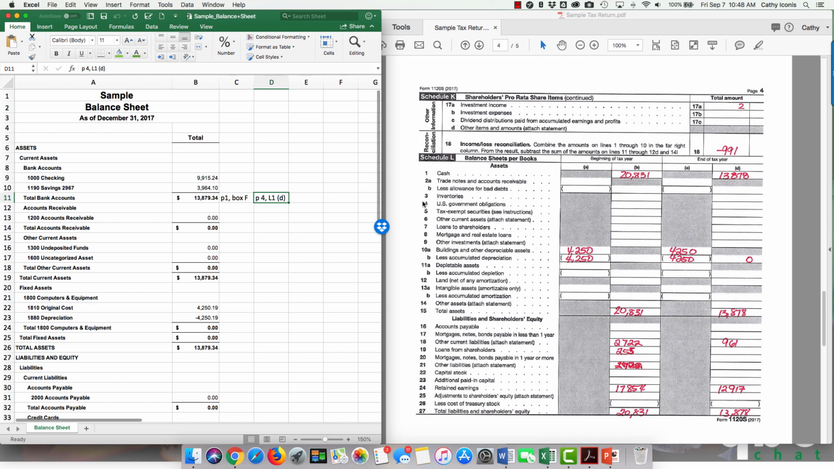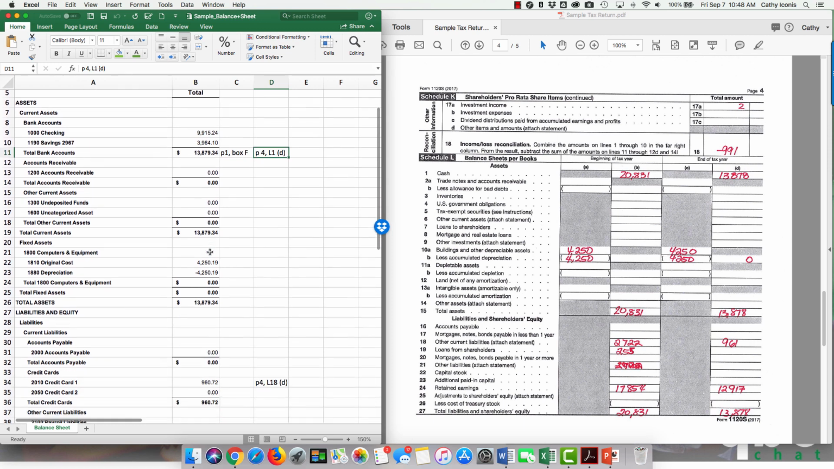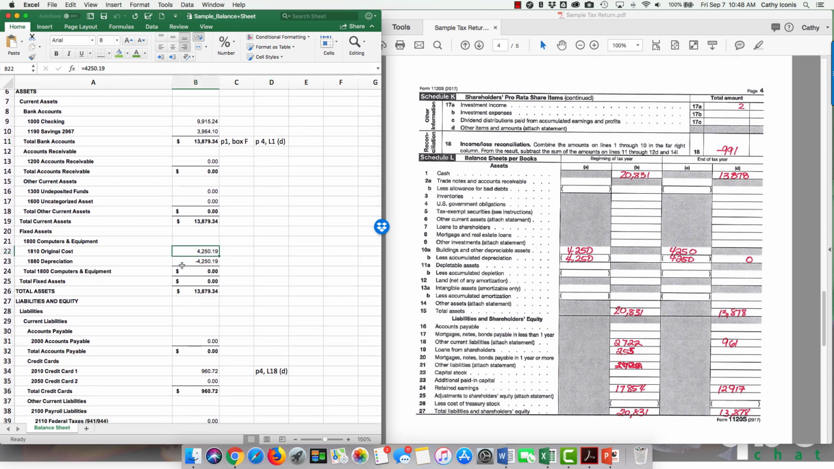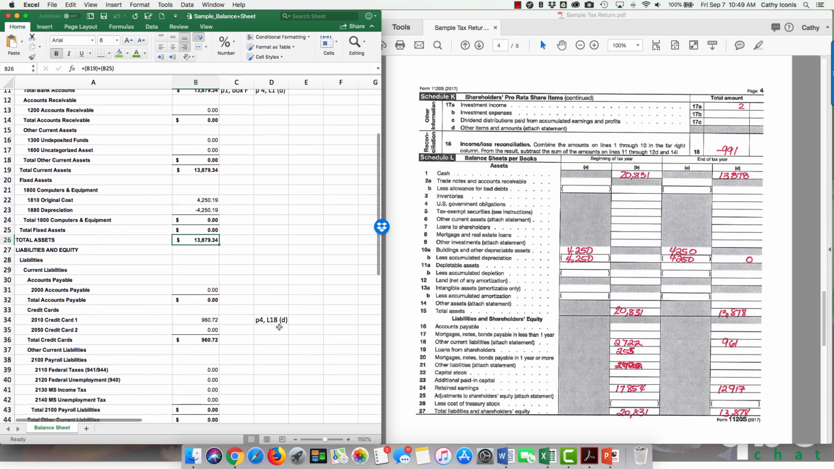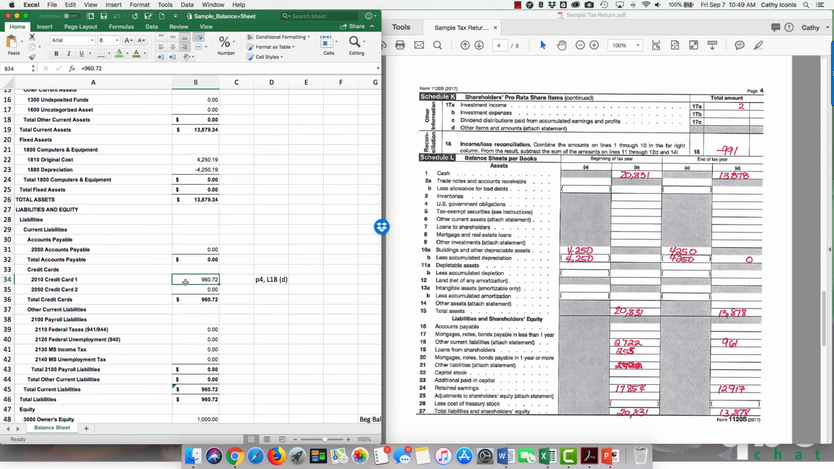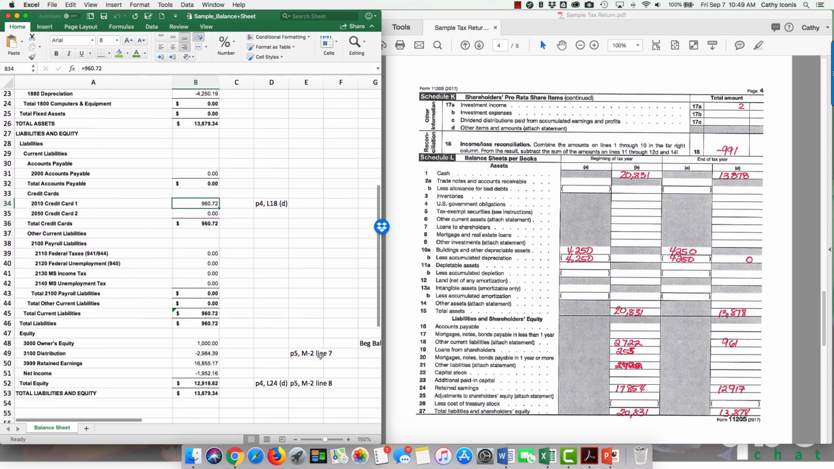But page 4, which is what we're on, L1D is right there, right? And then it'll go through other assets and that sort of stuff. We have our computers and accumulated depreciation comes out to 0. So our total assets are 13,878. Come down here, we have a credit card amount of 961 that matches that. And then we have retained earnings, which is 12,917. Our total liabilities and equity is 13,878.